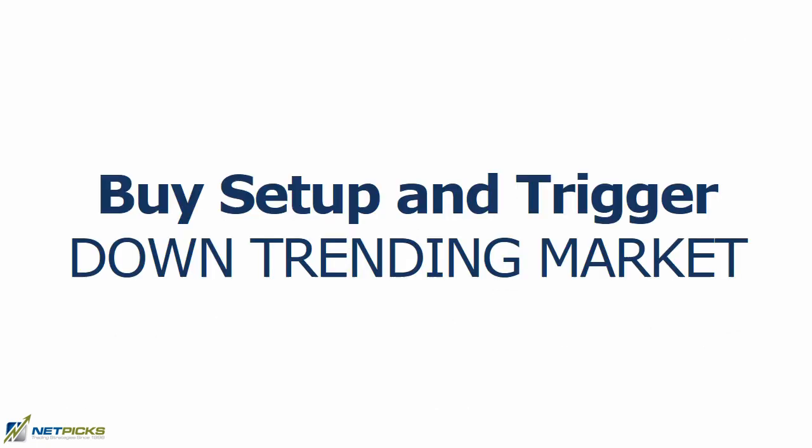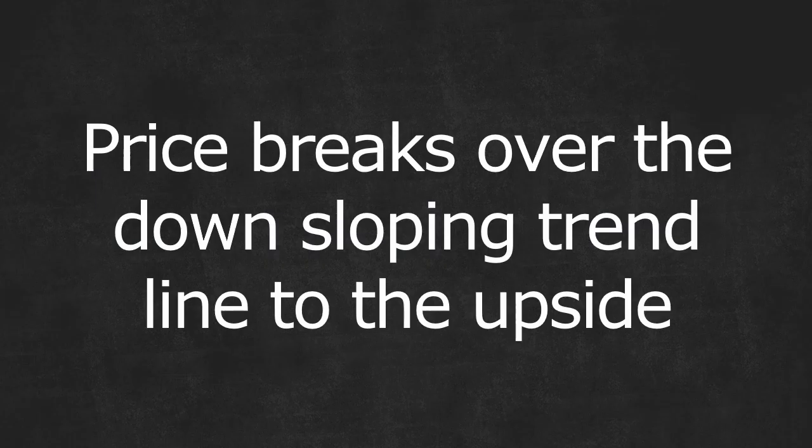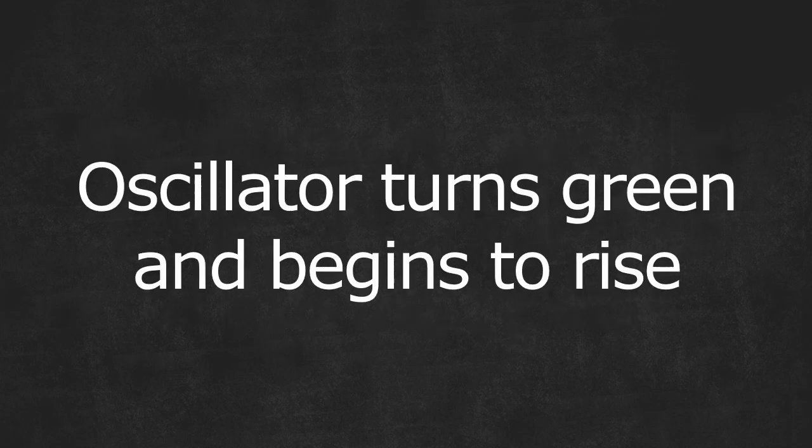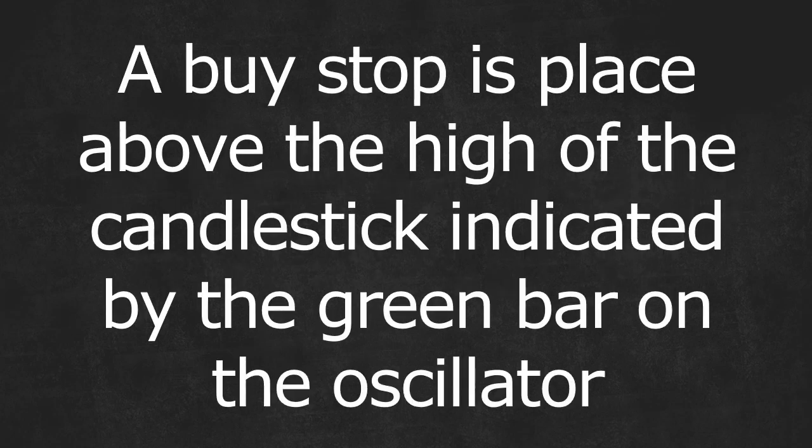Now we're talking about triggers. To get into the trade, we want to use price action. All right, so we want to see a downtrending market. This is for buys. We want to see price break over the downsloping trend line. We want to see the oscillator turn green and begin to rise up. Place a buy stop above the high of the candlestick that's indicated by the green bar on the oscillator.